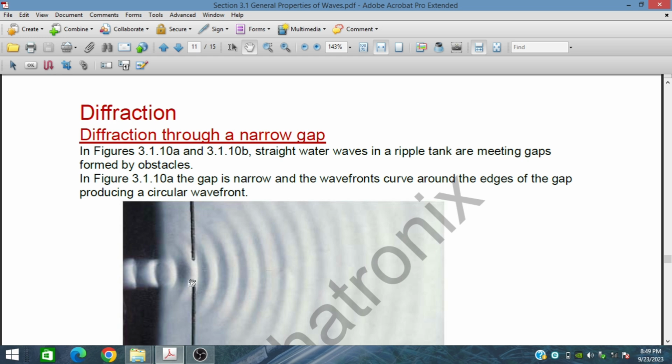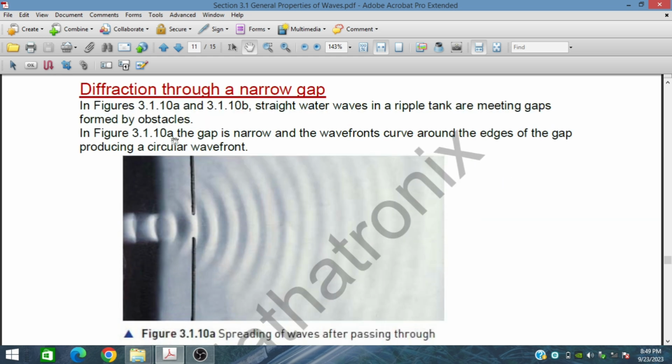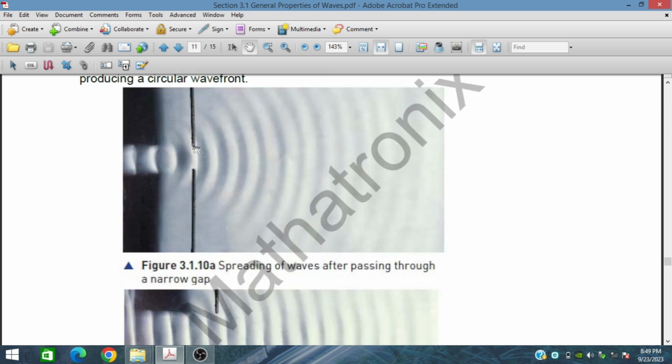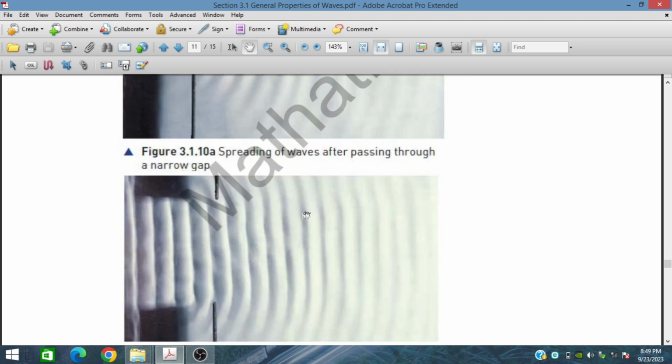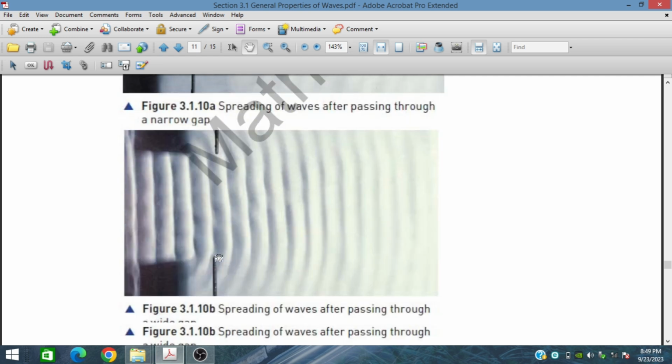So these are obstacles, and in figure 3.10a, the gap is narrow. The gap is very narrow, a very small gap, and a wavefront curves around the edges of the gap and produces a circular wavefront. Whereas in the second one, we have a larger gap.